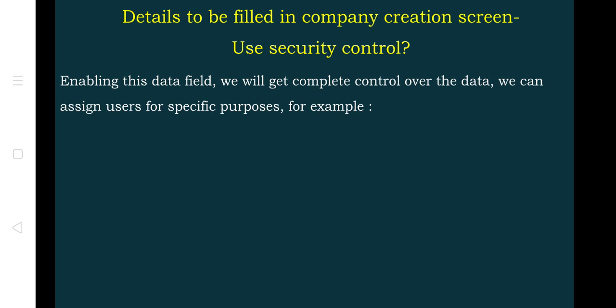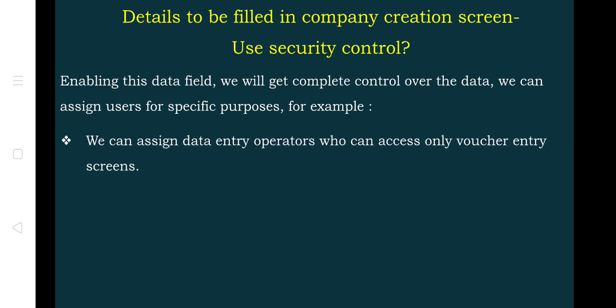We can assign users for specific purposes, because there are different natures of users in a particular company. All cannot access all the data. So we have to give specific rights for specific users. For example, we can assign data entry operators who can access only the voucher entry screens. Normally we enter the voucher into the company. In that case, voucher entry can be accessed only by the data entry operators. Others need not access this.